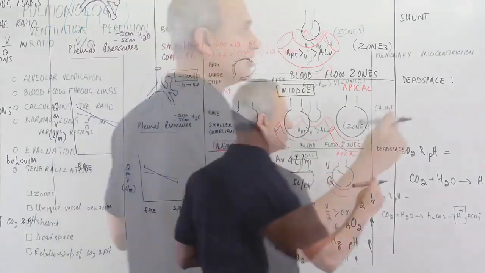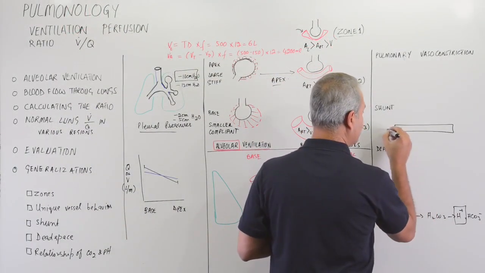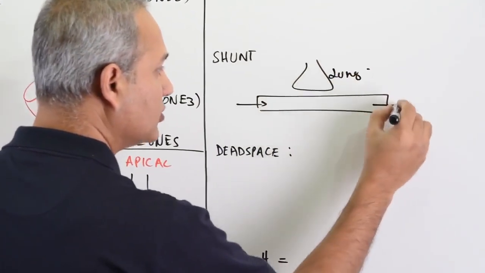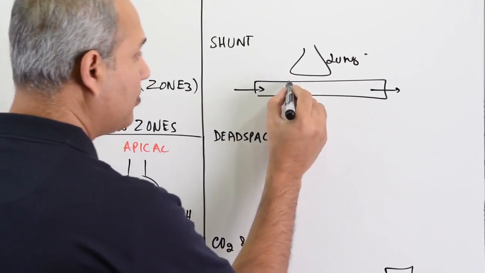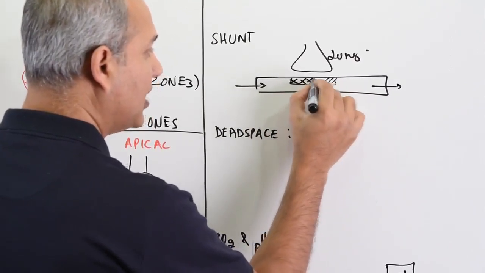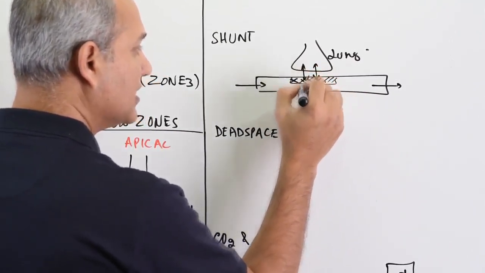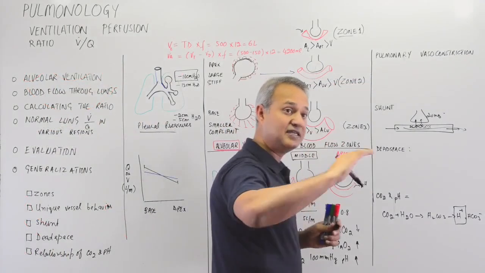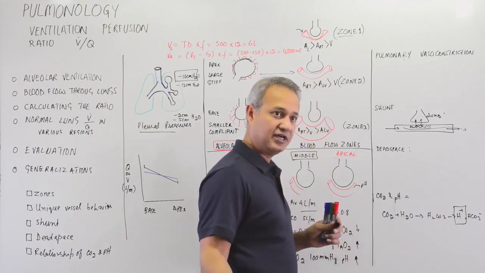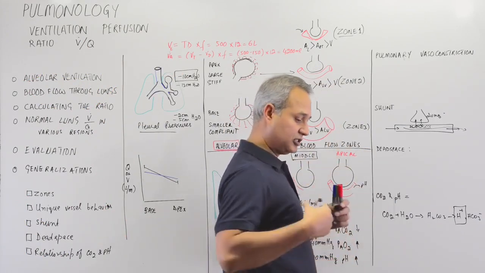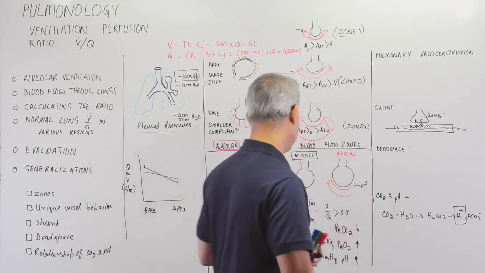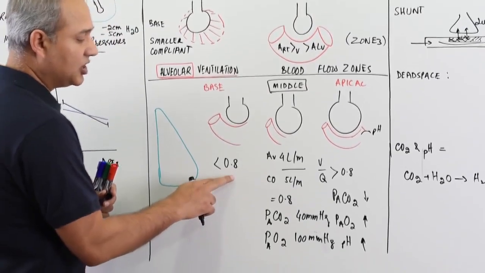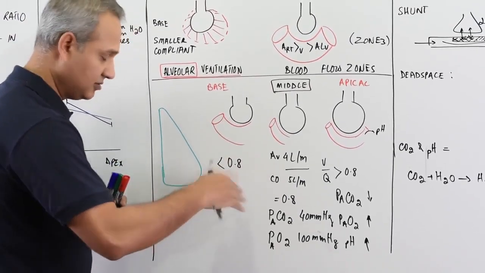Shunt is a situation where blood comes to a piece of lung, so let's say this is lung, and goes out from the other side, and only a part of the blood works in the gaseous exchange, and the rest of the blood just continues on. This is called the blood is shunted. Blood is shunted, and this is a right to left shunt because the blood from the right side is coming in and going to the left side, coming into the lung and then going to the left side. So the result is the shunt is 0.8 and lesser than 0.8.